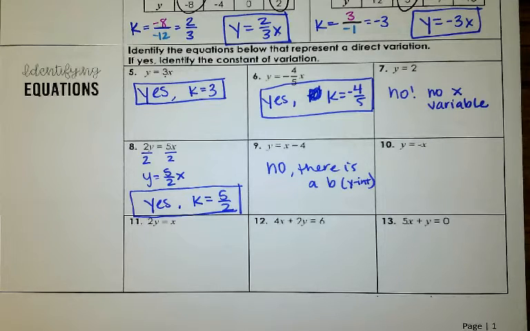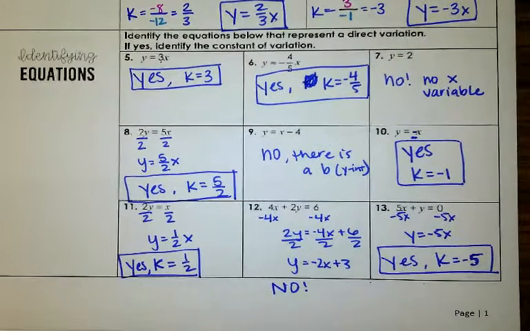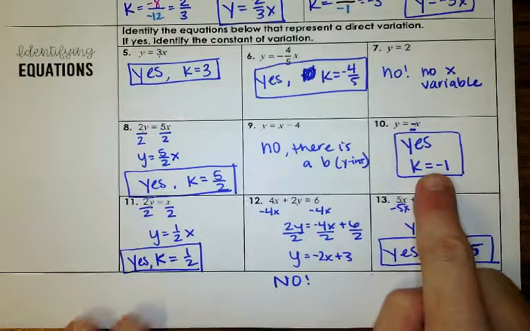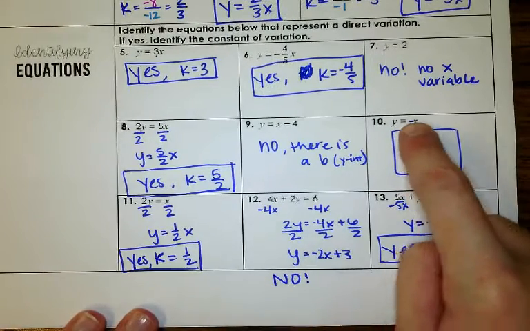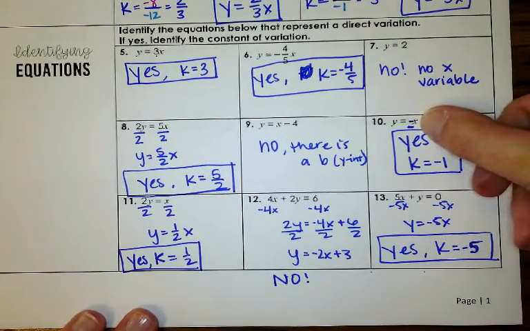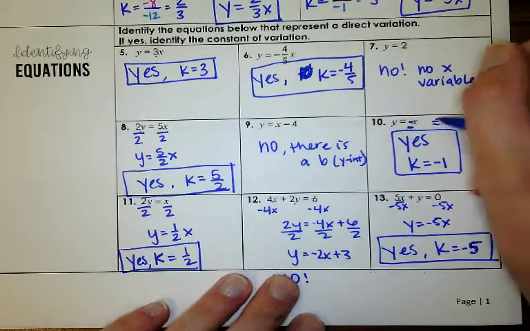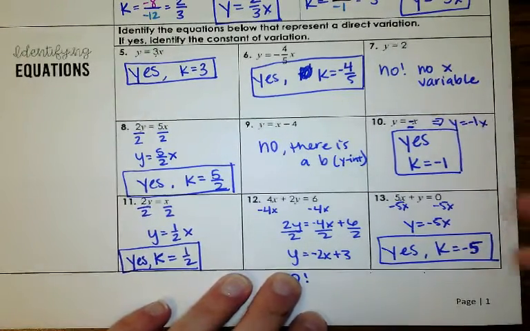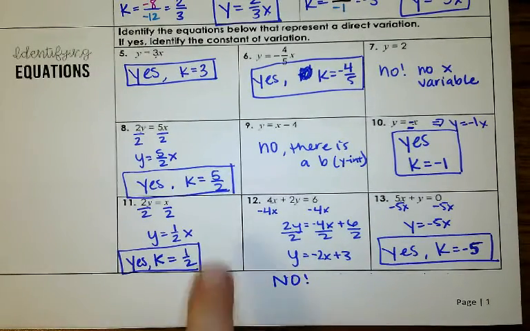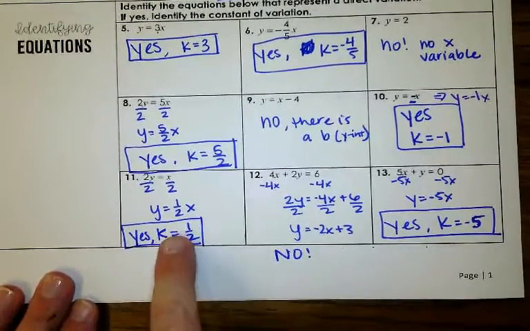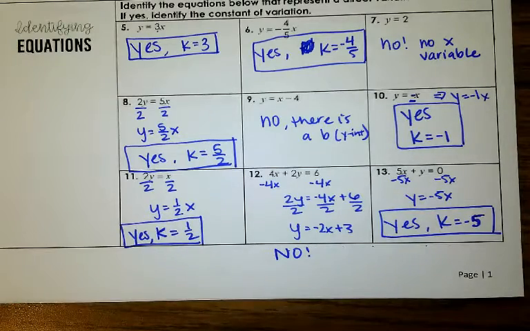All right, guys, so for this guy right here, number 10, yes, this one was direct variation. And what was my k value, y'all? -1. Even though it was just negative x, that's like y equals -1x, right? So your k is -1. Okay? On number 11, this one was also a yes. We had to solve for y, though, and my k was equal to 1/2. Do you guys feel good about that? Okay. What about number 12?